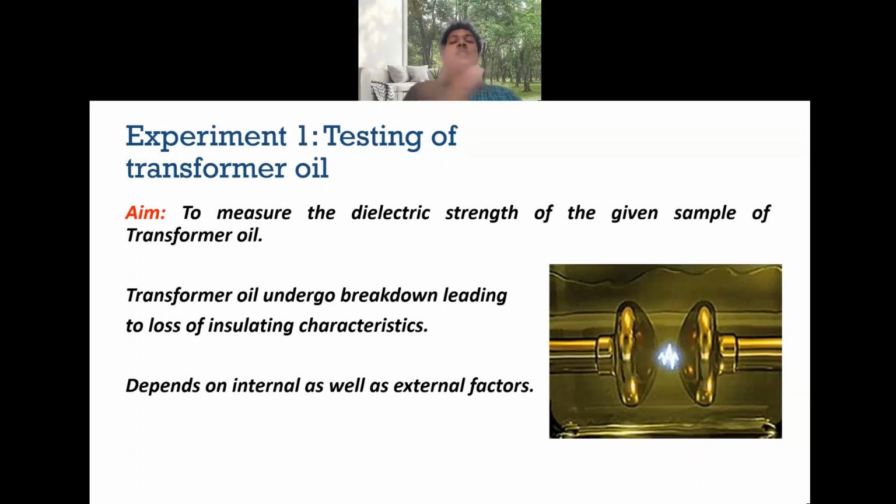And one major property is what? How much voltage? What is the breakdown strength, or the dielectric strength, of the given sample of transformer oil? How do we find out? Usually, we say that in terms of voltage per meter, right? Voltage per meter, or a kilovolt per mm. So this is the way we usually depict the breakdown strength of transformer oil, and it will depend on several factors. Right.